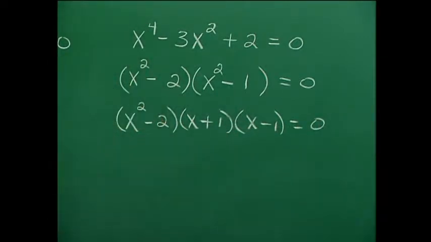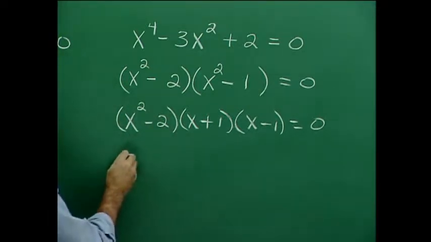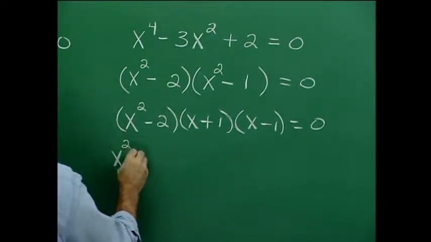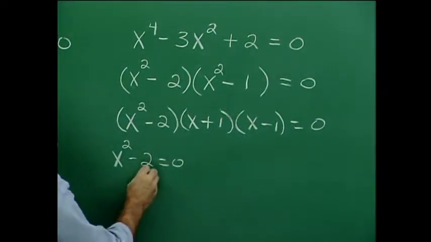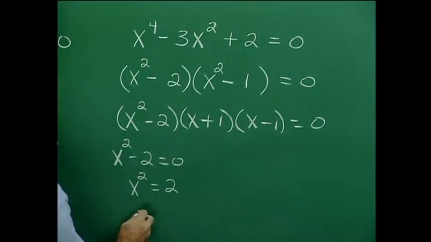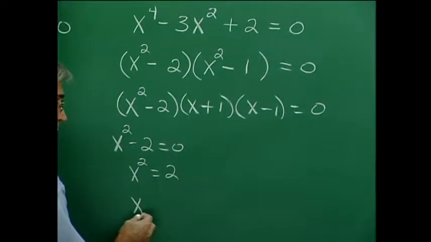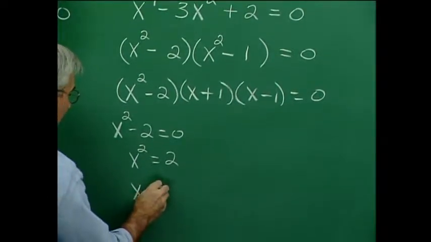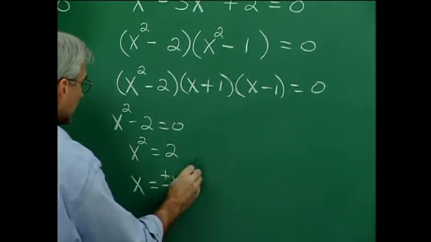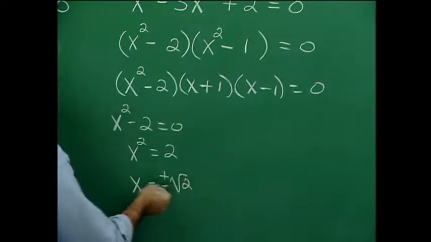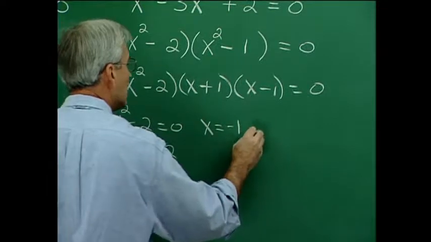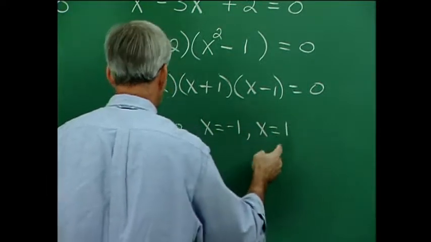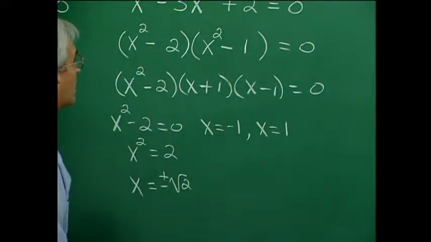To identify the solutions involved here, we would set x squared minus 2 equal to 0 and solve. Adding 2 on both sides, x squared is 2. And by the square root property, or by extracting square roots, x is plus or minus the square root of 2. All right, 2 irrational solutions. The other solutions are x equals negative 1 and x equals 1. So our 4 solutions to the equation.